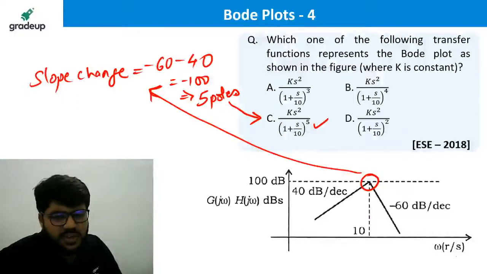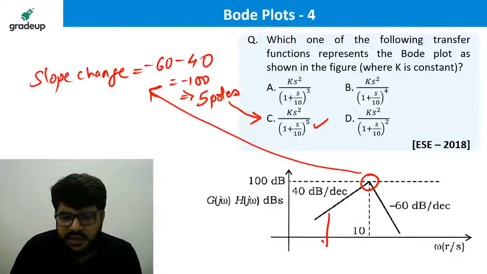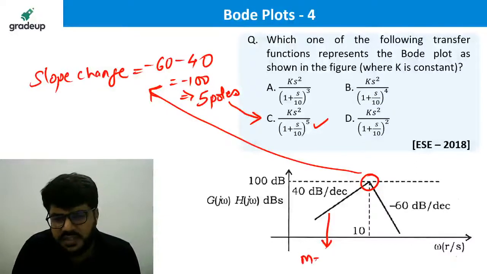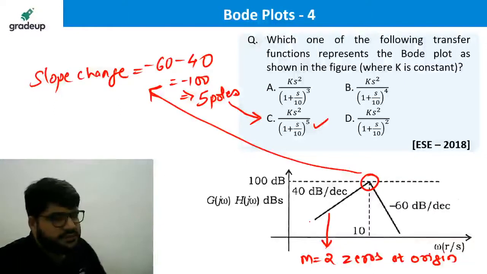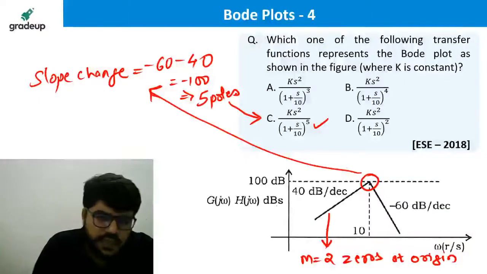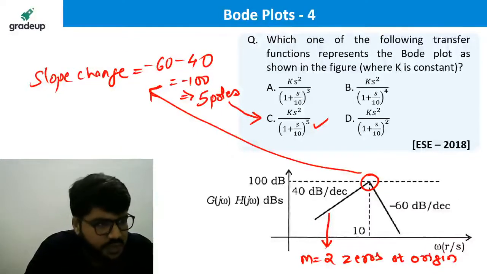Just one observation. Yeah, there are 2 zeros at origin, because from here the initial slope is 40, so m is equal to 2 zeros at origin. But that is also not required, because only option number C is left, where we have 5 poles at 1 by 10. 2 zeros at origin. Option number C. 1 plus s by 10 power 5.